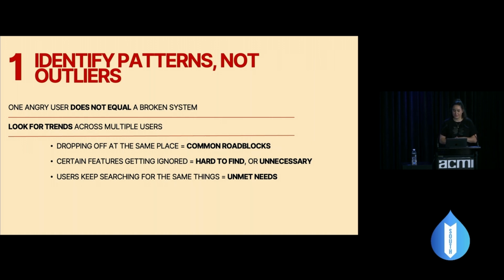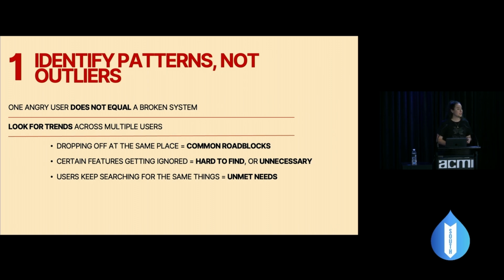Identifying patterns. If one person rage quits, it doesn't mean that your UI is broken, but if 20% of users drop off at the same point, then you've got a bit of a problem, and that's a pattern. How can you spot a pattern? If drop-offs happen at the same point in a journey, that's a roadblock, so it might be common exit pages that you can see in Google Analytics.